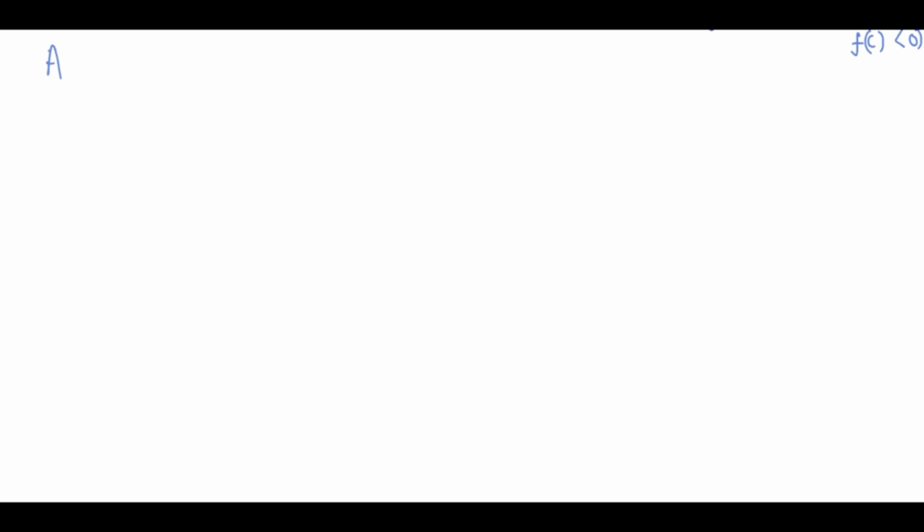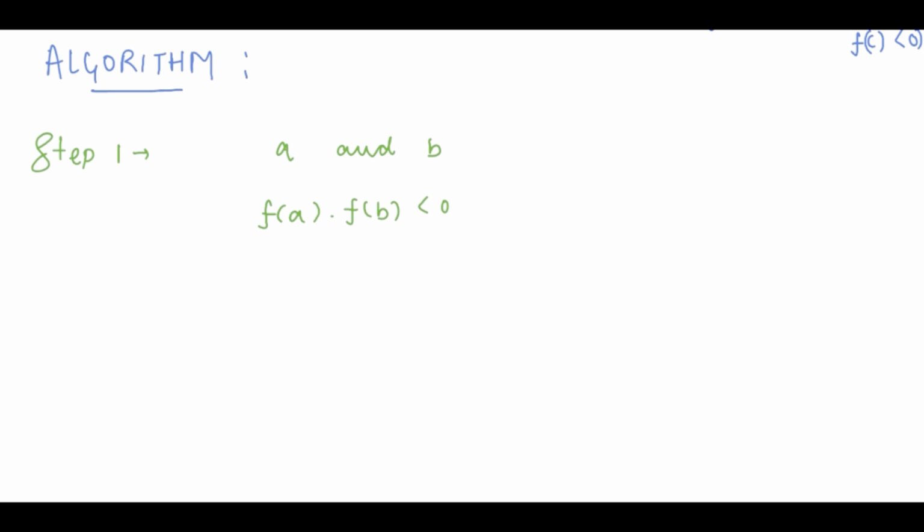So the algorithm says, in step 1, choose two initial values a and b such that you have f(a) times f(b) less than 0.